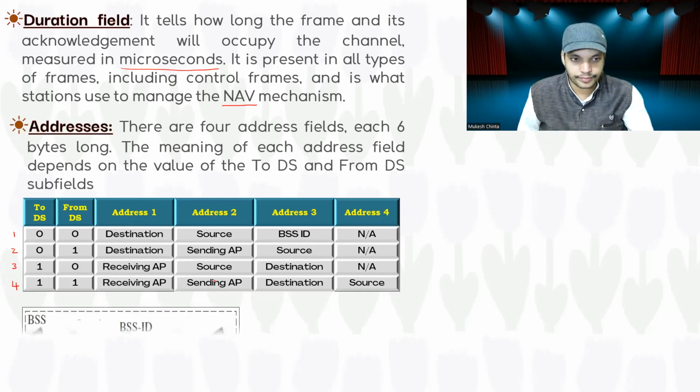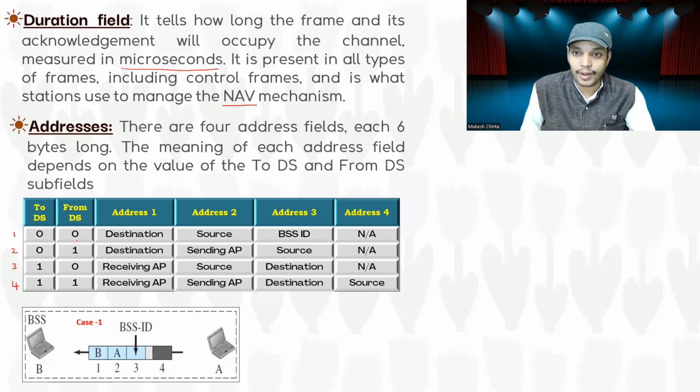In case 1, when To DS is 0 and From DS is 0, that means a station is directly sending to another station. Then the address 1 field will have the destination address, the address 2 field will have the source address, the address 3 field will have the BSS ID, which is your basic service set identifier, and the address 4 field will not be applicable. It is 0 bytes. This is case 1. If it is sending directly, you can see that B is the destination, A is the source, and your 3rd field will contain the BSS identifier, and there is no 4th field here.